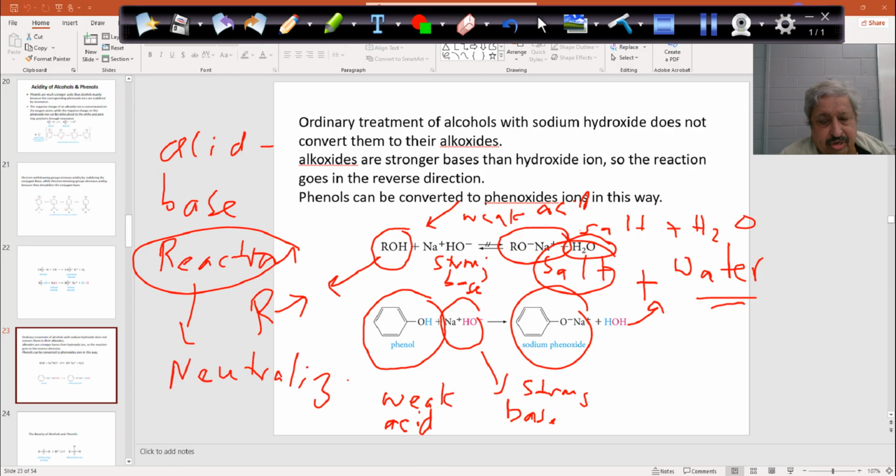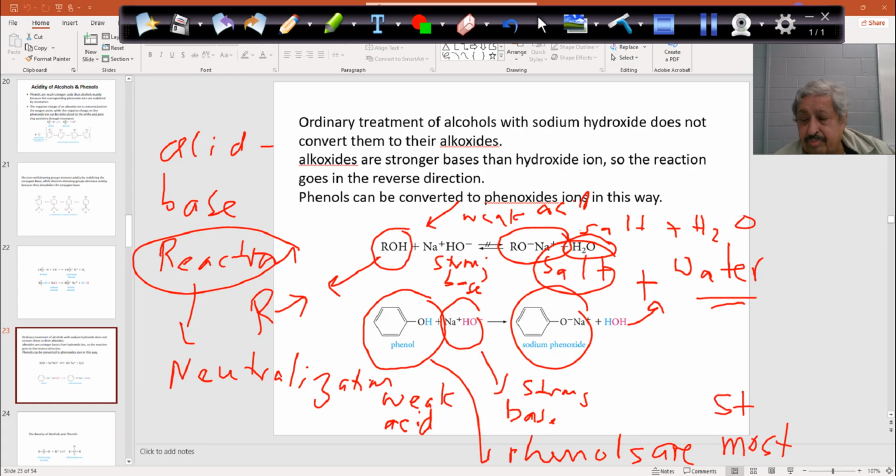Okay, guys? So, any question about this? Alcohols are acting as weak acids, and phenols are weak acids, but the phenolate is more stable. So compared with the normal alcohol, phenols are the most stable. What's that? You said that in a reaction, the alcohol will always be the weak acid? Yes, the alcohol in this type of reaction. In general, phenols are weak acids.